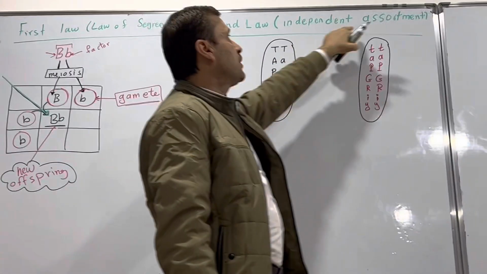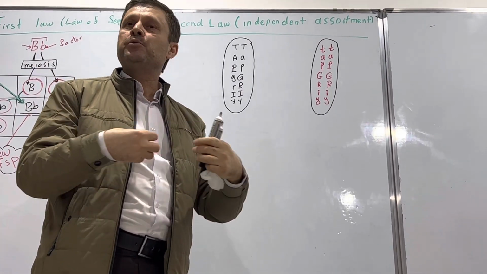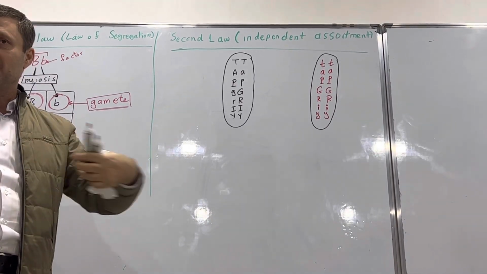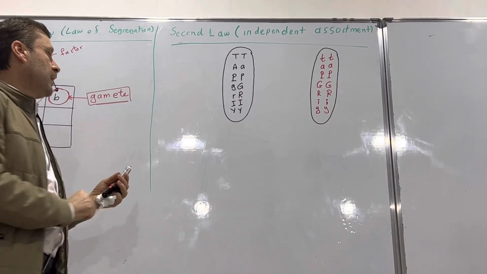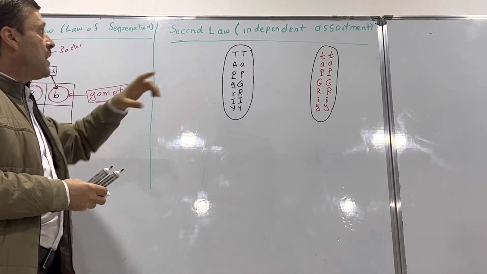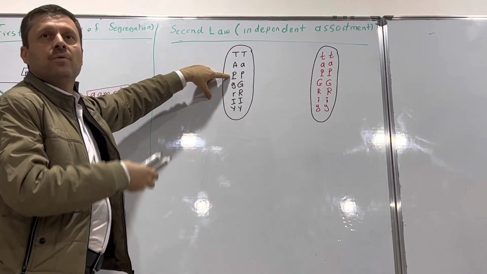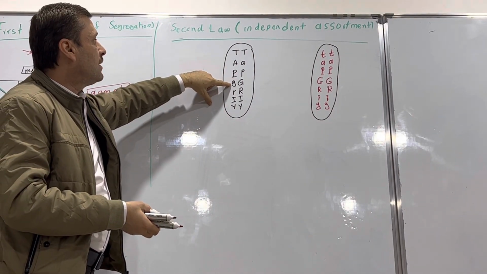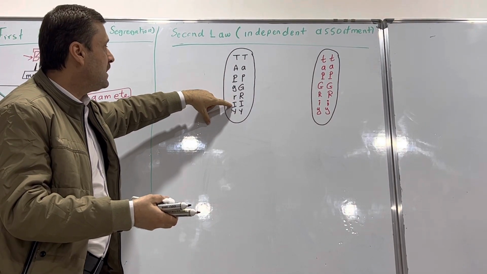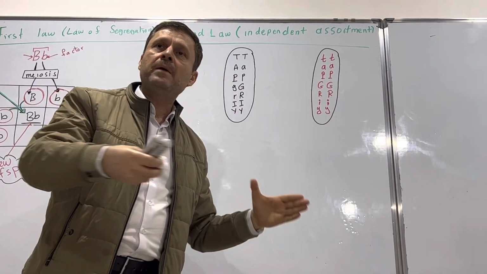Law of independent assortment. It means there is no relation between the factors, so they are independent during gamete production. Look, what if we study all factors together? For example, tall, axial, terminal, purple, white, green, and yellow, round or wrinkled. It means inflated and also yellow. Is there any relation between them during gamete production?